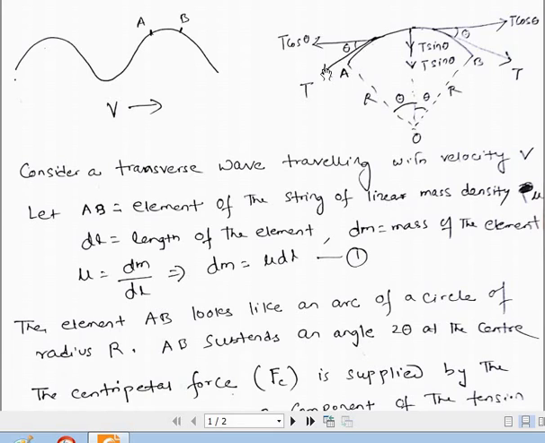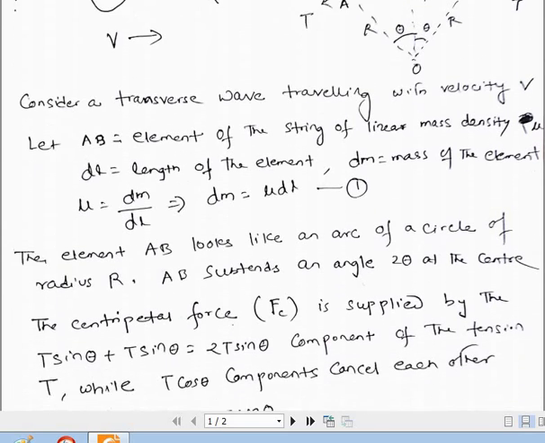This tension will be produced when the wave is traveling across the string. So I am resolving this tension into two components, T cos theta and T sin theta. Similarly, I am resolving this tension into two components, T cos theta and T sin theta. You can see this T cos theta and this T sin theta. The T cos theta components are equal and opposite, so they cancel out, and the T sin theta and T sin theta add up.